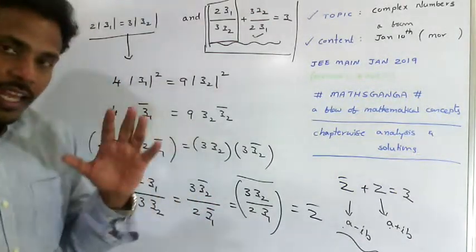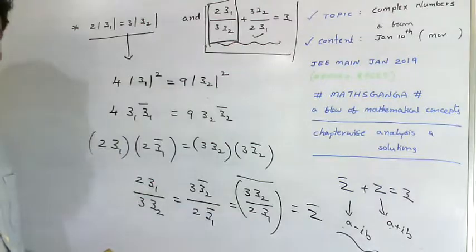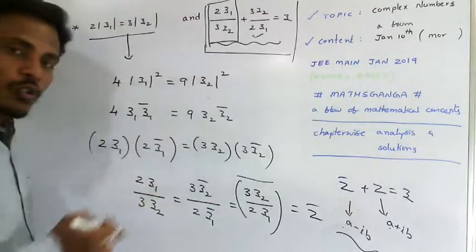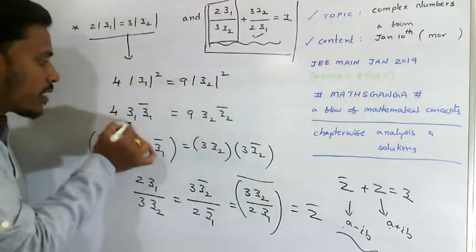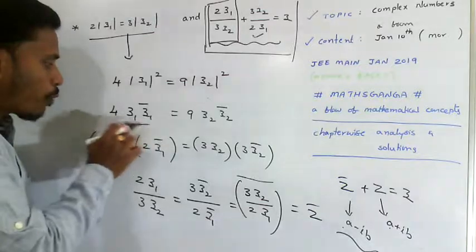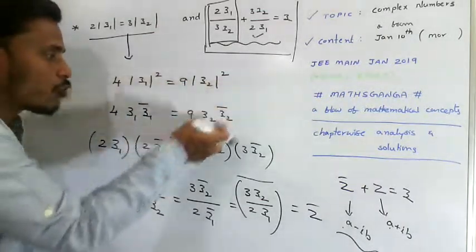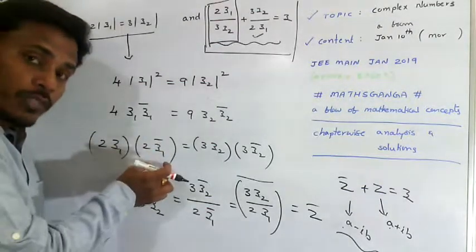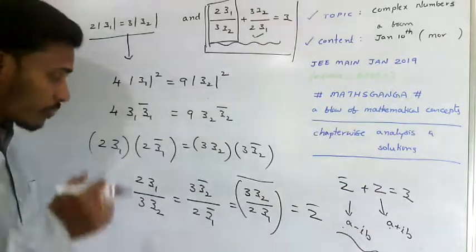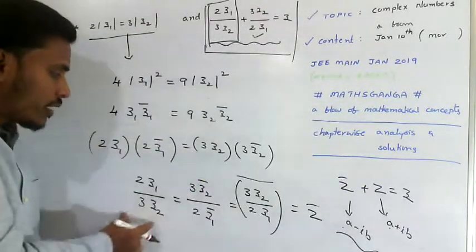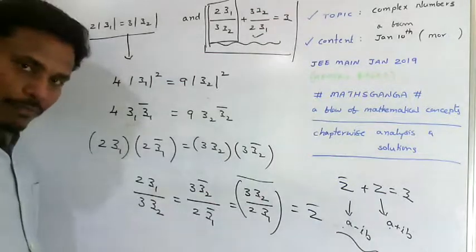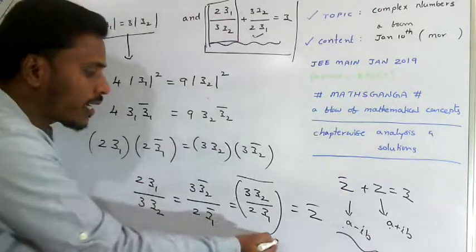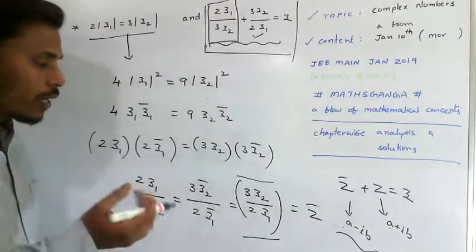That is the question. So once again, if you observe, 2 mod z1 is equal to 3 mod z2. Squaring on both sides, 4 mod z1 square is equal to 9 mod z2 square. See, mod z1 square is nothing but z1 into z1 bar, a clear property of the modulus, and similarly mod z2 square is nothing but z2 into z2 bar. See, 4 mod z1 square is expressed like this: 2z1 into 2z1 bar equals 3z2 into 3z2 bar. Now, 2z1 by 3z2 is equal to 3z2 bar by 2z1 bar. Again, one more property of the modulus: 3z2 bar by 2z1 bar can be written as the conjugate of 3z2 by 2z1.